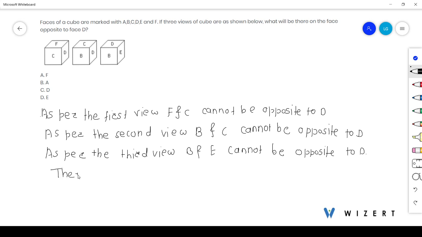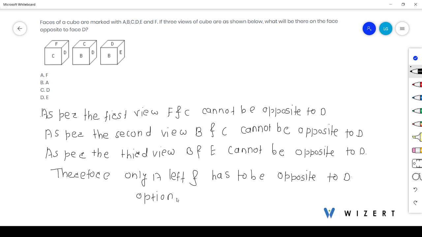Therefore, only A is left and has to be opposite to D. So from the available options, our correct option is option B.